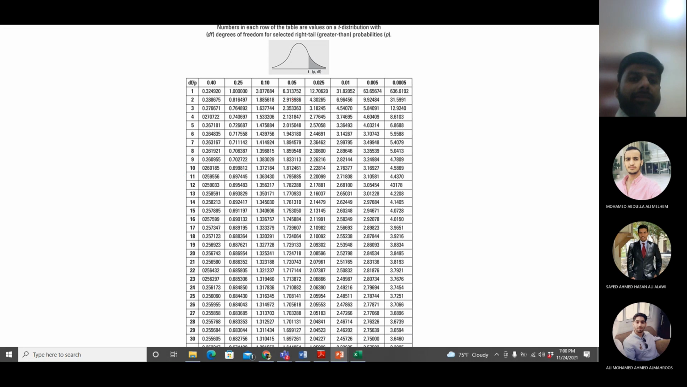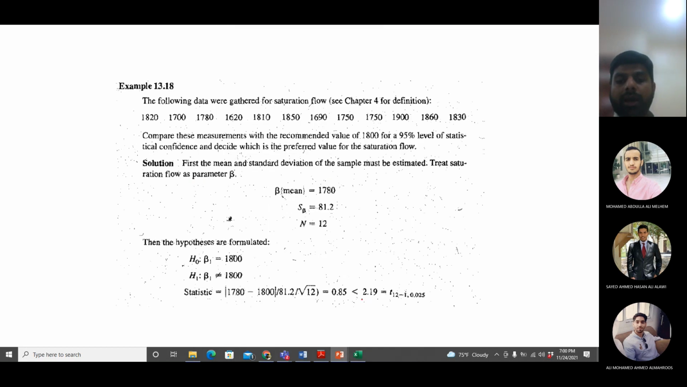Then from the top row, I'm looking for alpha by 2 of 2.5%, so 0.025 here. So 11 from here, this row and this column. The value of t is 2.20, or 2.19; 2.20 is an approximate value. The exact value was 2.19.